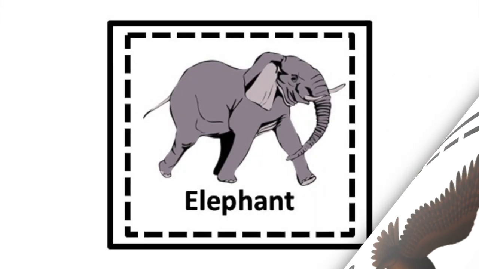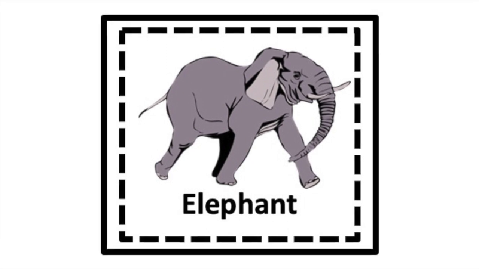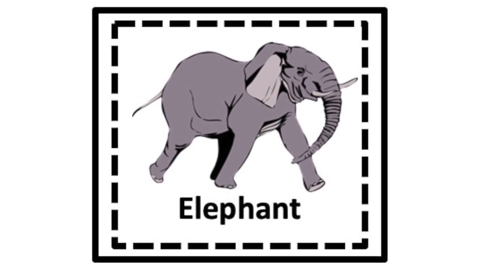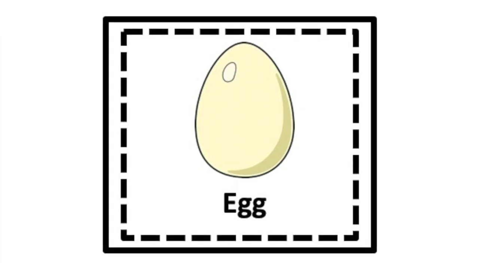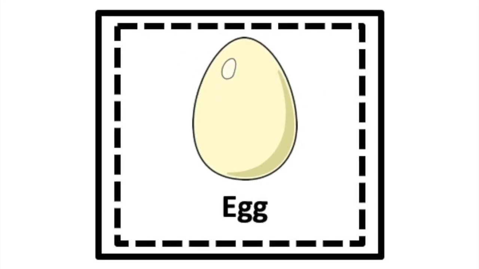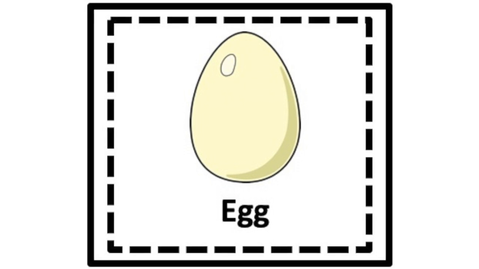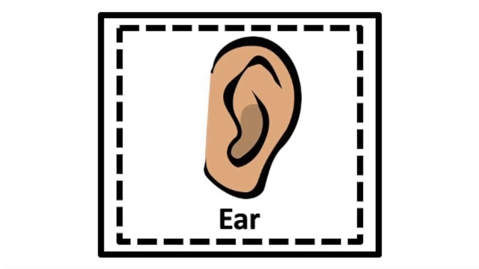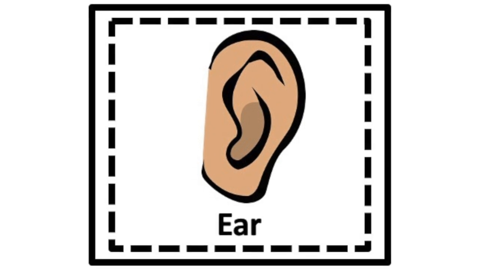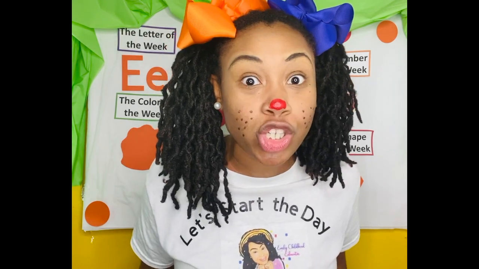Next card up. What is this a picture of? An elephant. Great job. Next picture up. What is this a picture of? An egg. Good job. One more. What is this a picture of? An ear. Touch your ear. Great job.